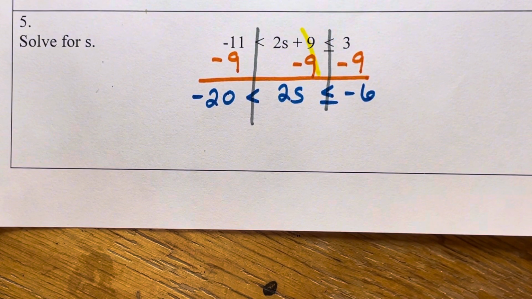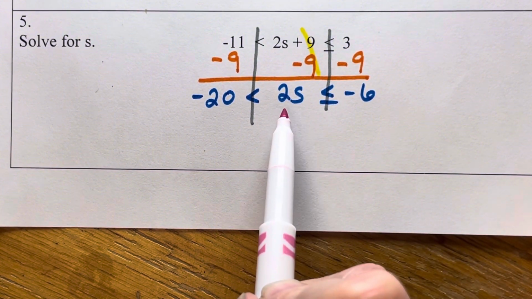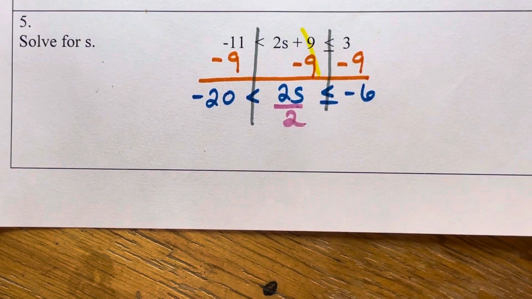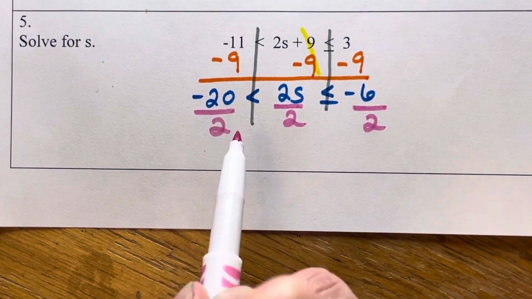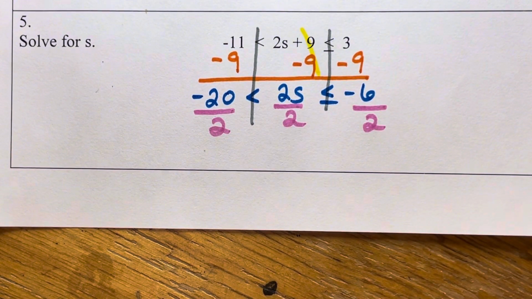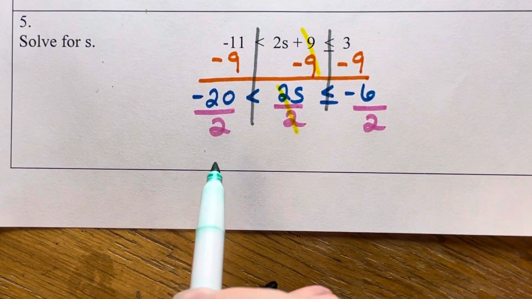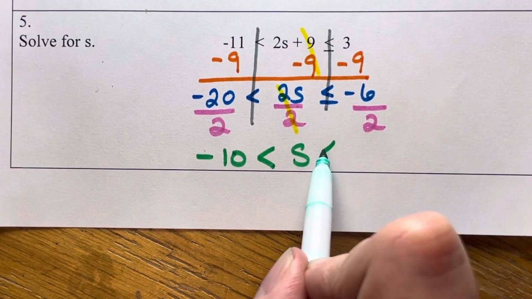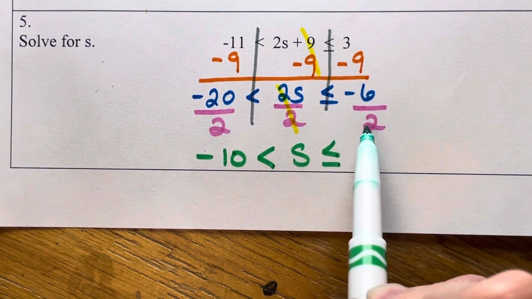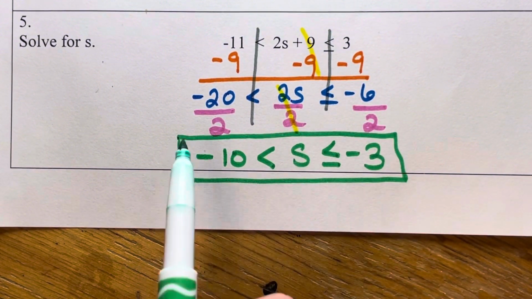All right, so now I've cleaned up my center by getting rid of the 9s, but I have to take it one step further. Let's divide off the 2 from our island, and where we divide on the island, we also have to divide on both sides of our river, the east and west bank. The 2s in the center cancel out, leaving us with negative 20 divided by 2 is negative 10, which is less than s, which is less than or equal to negative 6 divided by 2, which is negative 3. And there you go. Nice and solved for s.